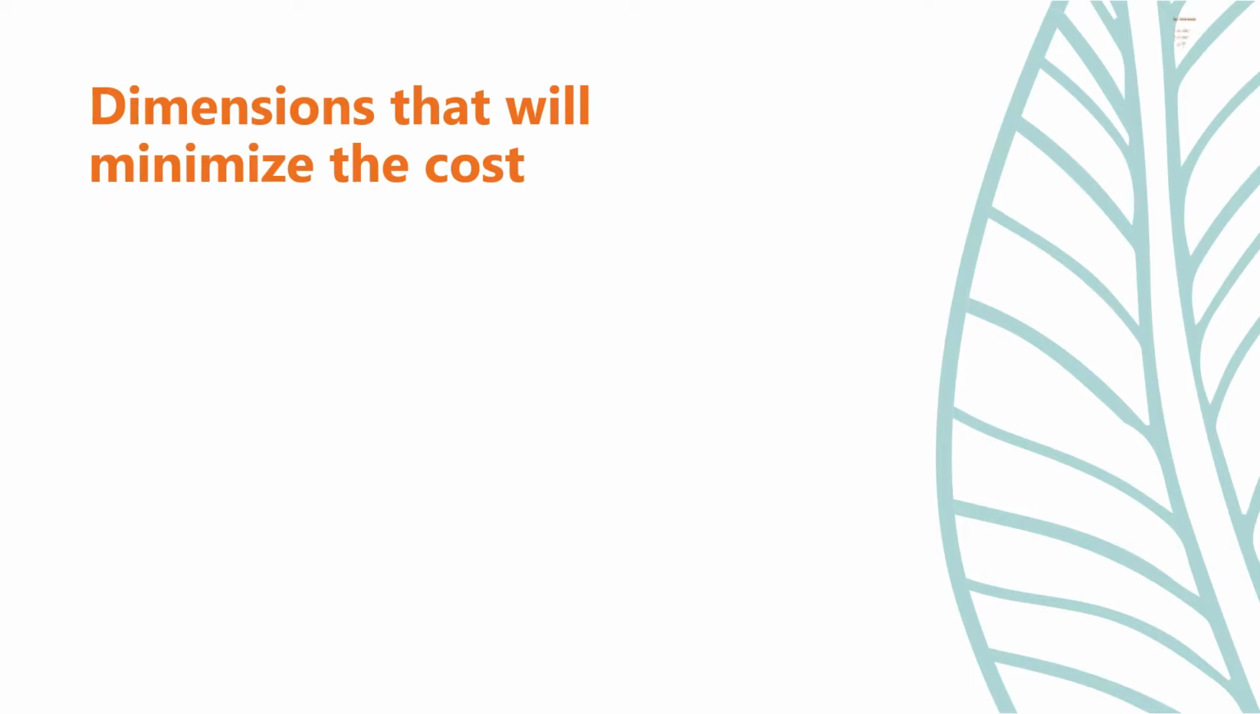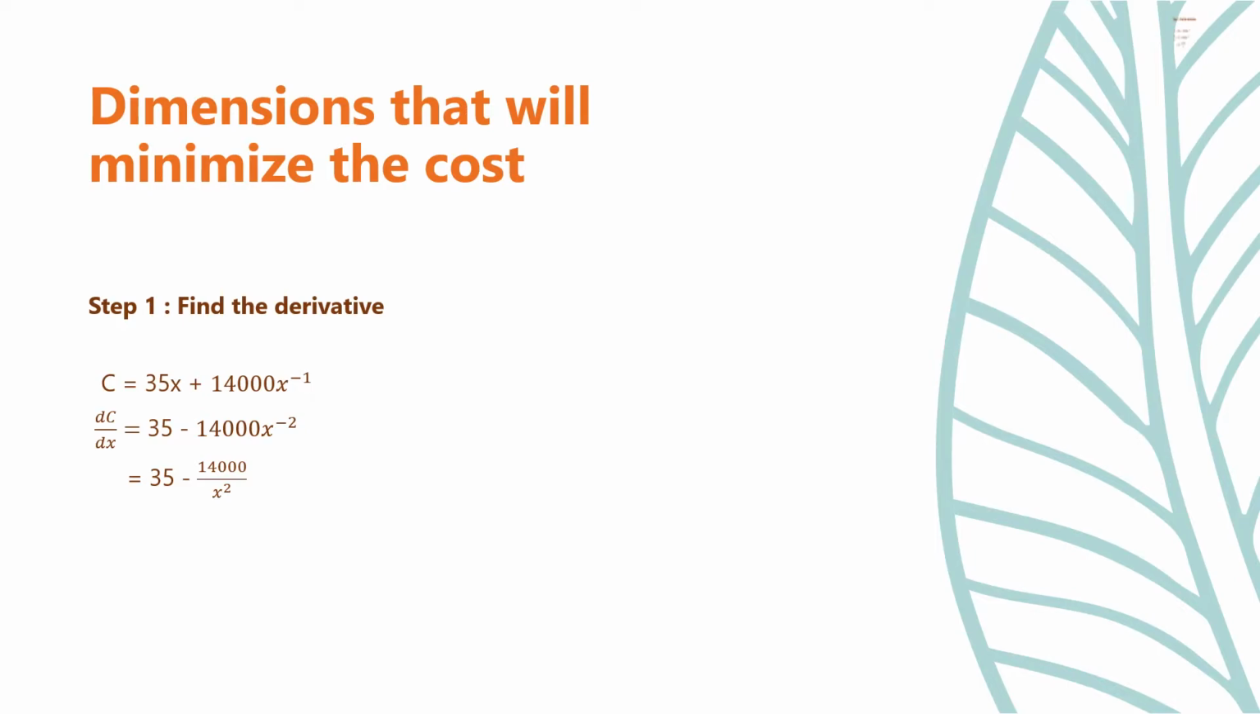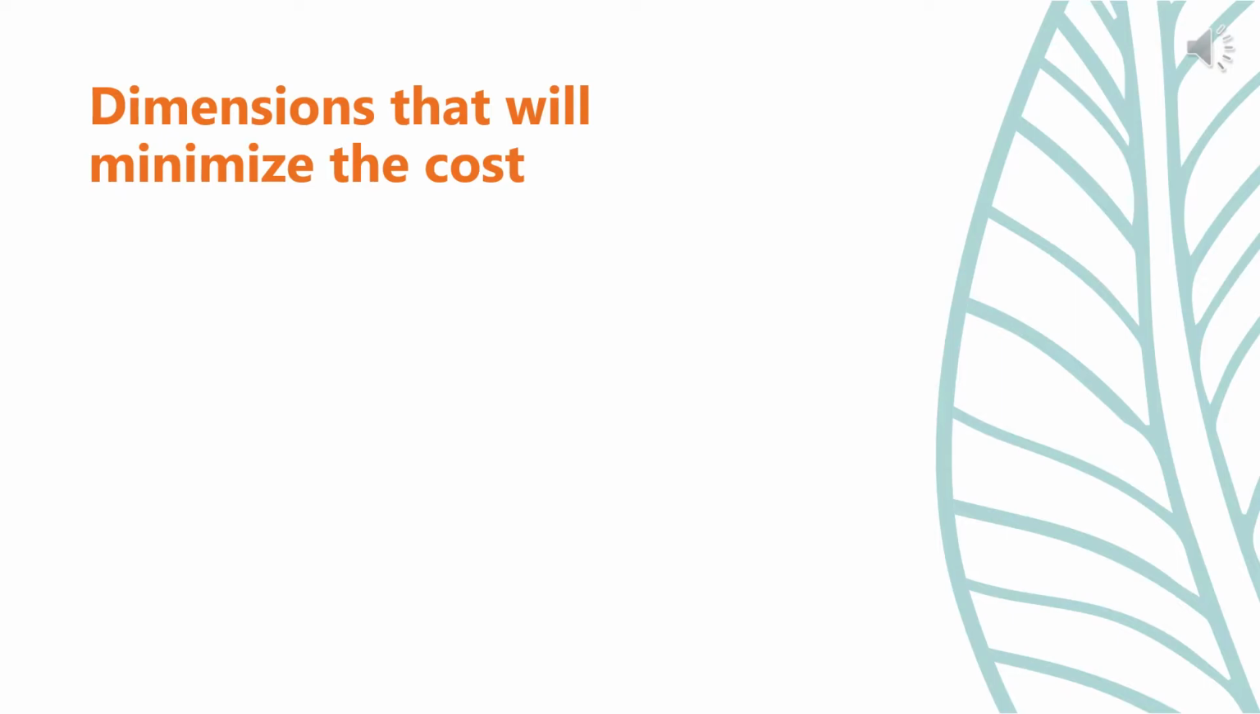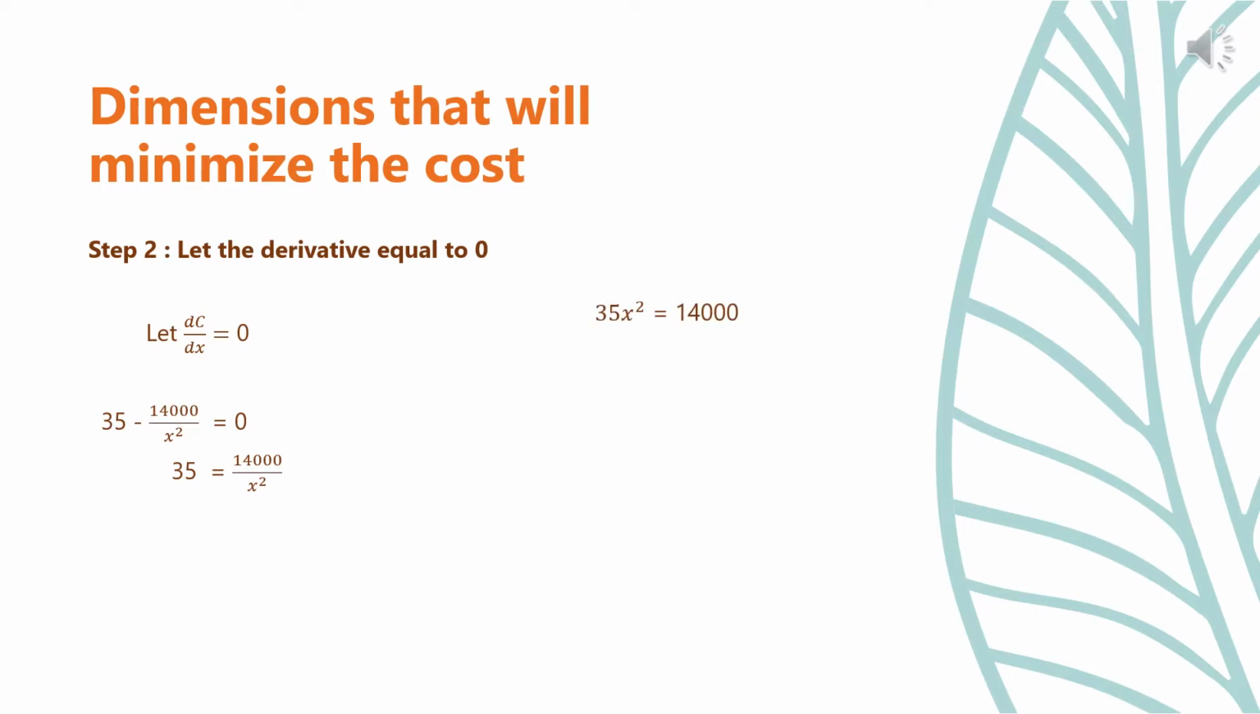The second question wants us to find the dimension to minimize the cost. In step 1, we need to find the first derivative, and the equation 35x plus 14,000x to the power of -1 will be used. After differentiating the equation, it shall be 35 minus 14,000x to the power of -2, which will be written as 35 minus 14,000 over x squared. For the second step, the derivative dc over dx will be equal to 0. Now we are left with the equation 35 minus 14,000 over x to the power of 2 equals 0. x squared will then be moved to the left side, with 14,000 being divided by 35. This leaves us with x squared equals 400. Square root of 400 is 20, which is the answer for x.